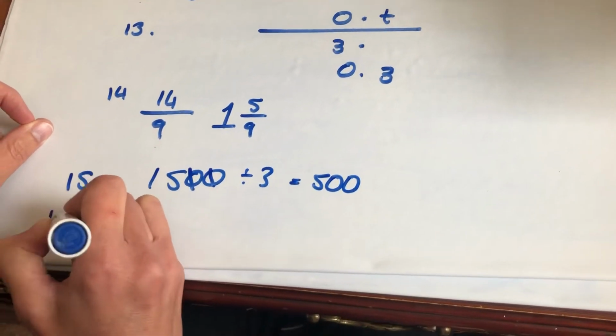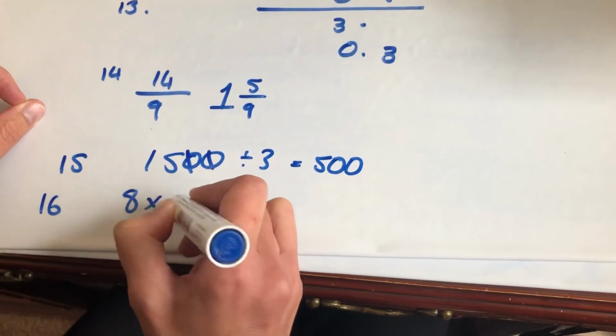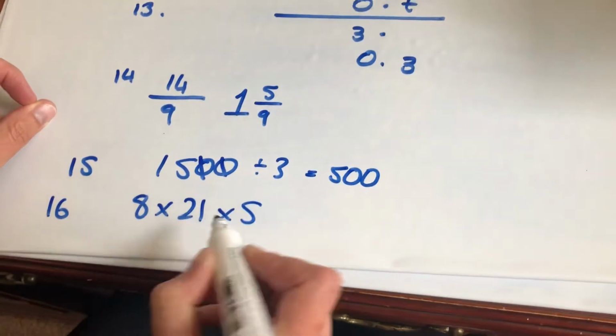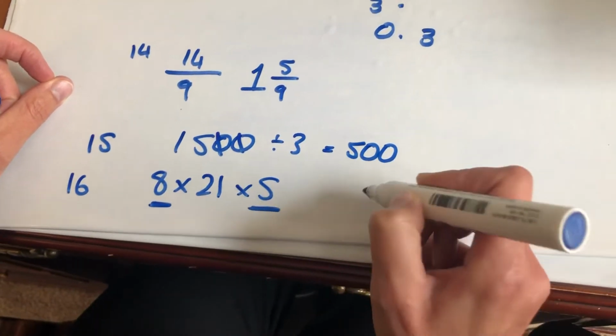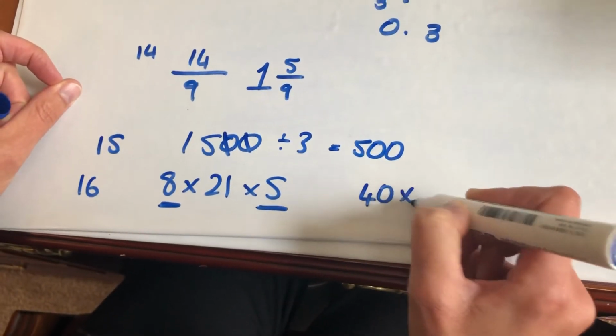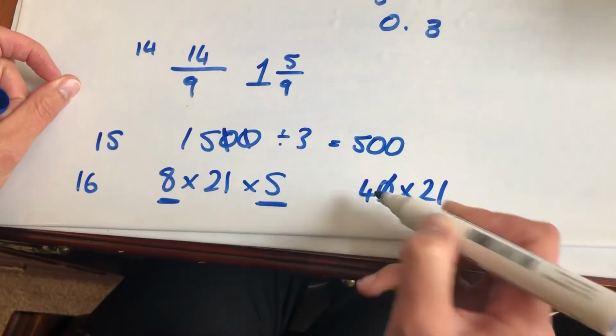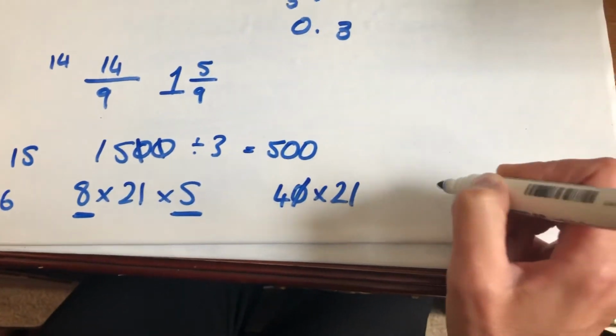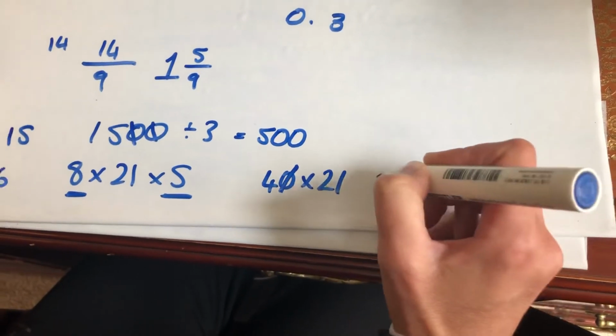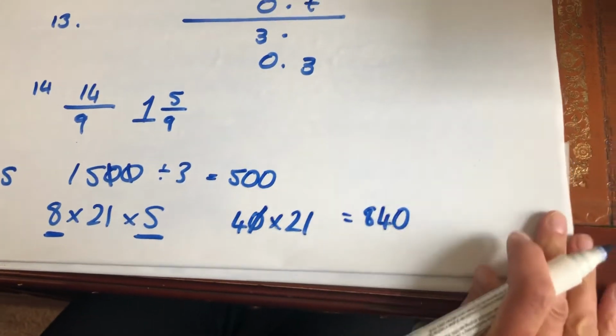Question 16. 8 times 21 times 5. I would do 8 times 5 first, which is 40. 40 times 21. Get rid of the 0. 4 times 21 is 84. And add the 0 back on again, 840.